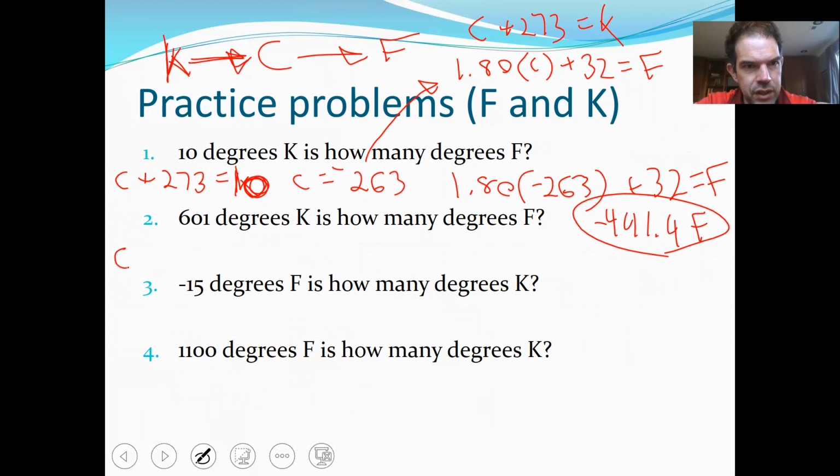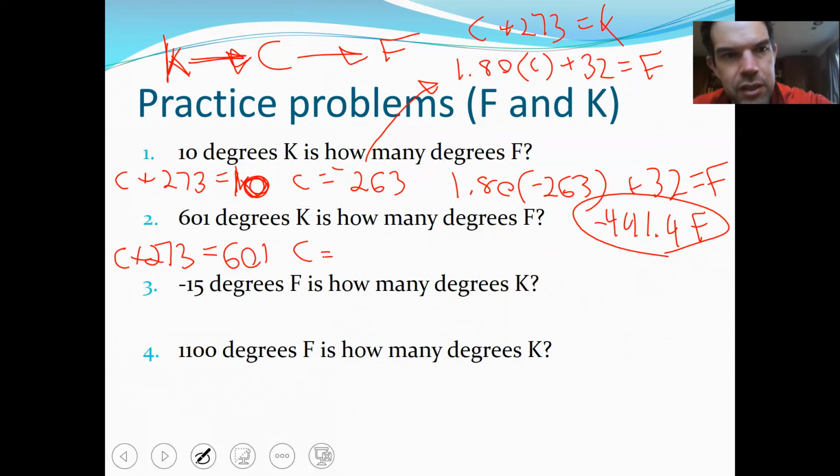Okay. So Celsius plus 273. We're gonna put in the Kelvin spot 601. So what I'm gonna enter in my calculator here is 601 minus 273. And it looks like Celsius is gonna be pretty hot here. Celsius is gonna be equal to 328.